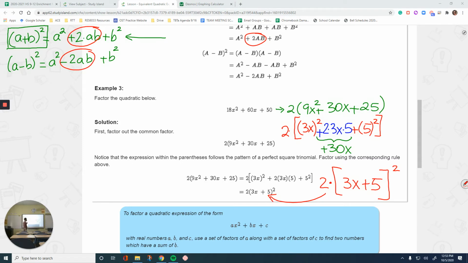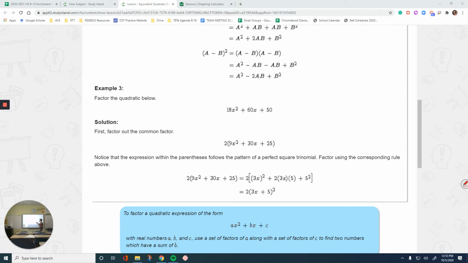So let me show you quickly how you can use the other method, the trial and error method, once you take the 2 out of these 3. So it becomes 2 times 9x squared plus 30x plus 25. The first step is the same. Now what I want to do is 3x times 3x, 5 times 5. I am breaking it down. Again, you need to watch yesterday's video to get familiar with what I'm doing right now. That was your IXL homework from yesterday.